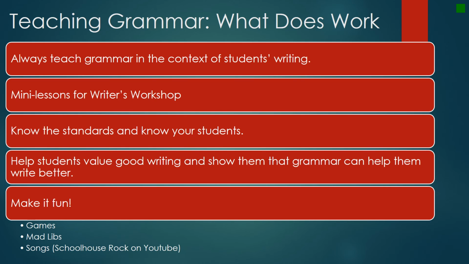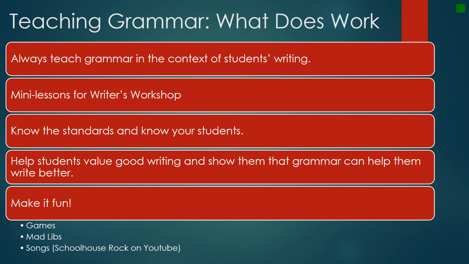And then you say to them, I'd like you to be very careful in your writing today and check and see if you could find an example of this grammar concept, either where you used it incorrectly and then you corrected it, or where you used it correctly to begin with. And we'll talk about those again later. And then you revisit it when you come back for share time, when students want to share their examples.